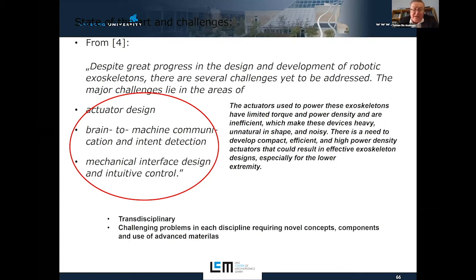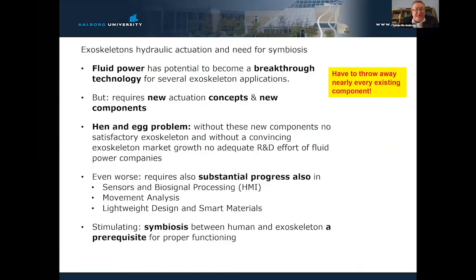So there's a need to develop compact, efficient and high power density actuators. But fluid power has the potential, and I think actually there's a paradigm shift to throw away the electrical actuation and put in some new actuation concepts. But we have to combine it with sensor and biosignal processing, movement analysis, and lightweight design and smart materials. So again here, new actuator technologies, but we'll put focus on optimization.